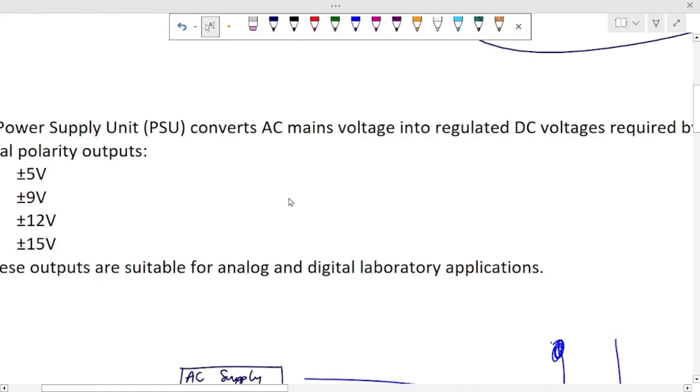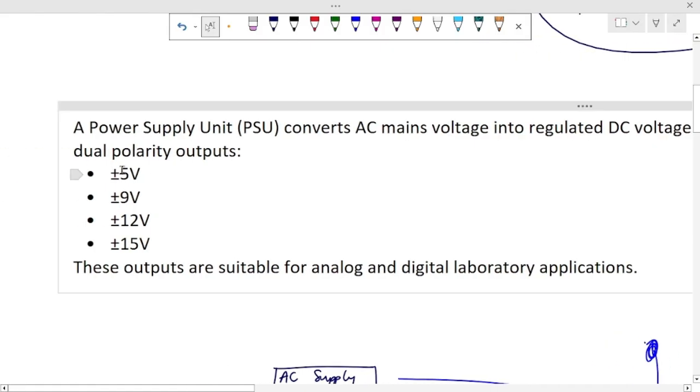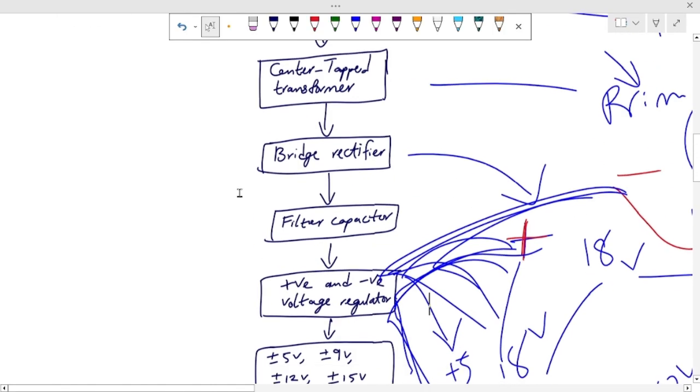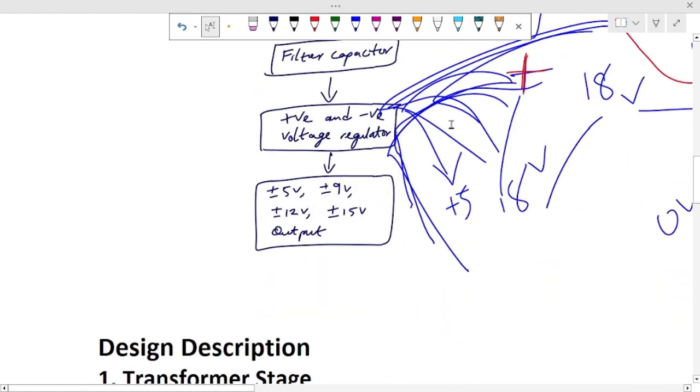So with that being said, how many voltage regulators do you think we need? Come on, guys. 1, 2, 3, 4, 5, 6, 7, 8 voltage regulators. Okay. And after that, we'll now have our output as what? This. We'll finally have our output voltages.